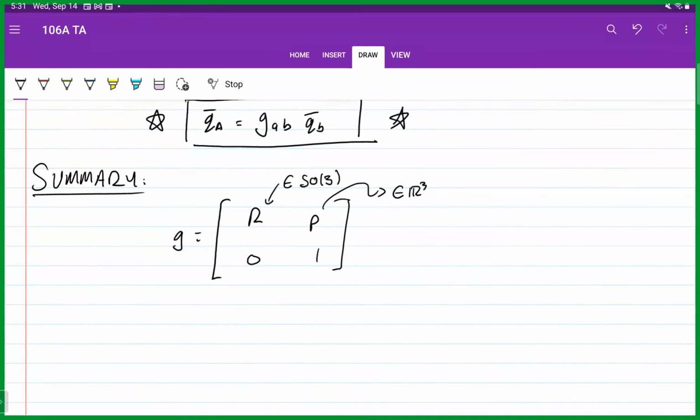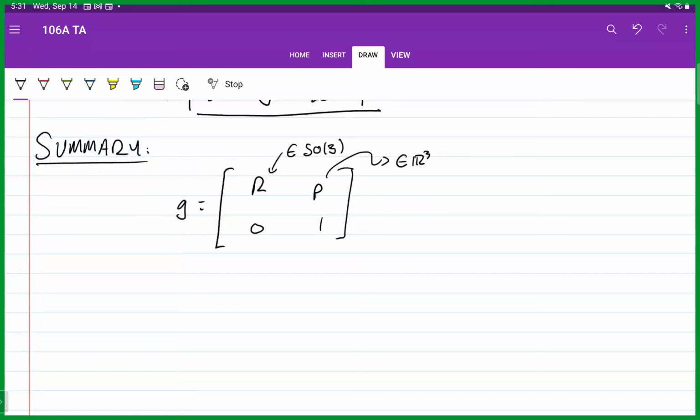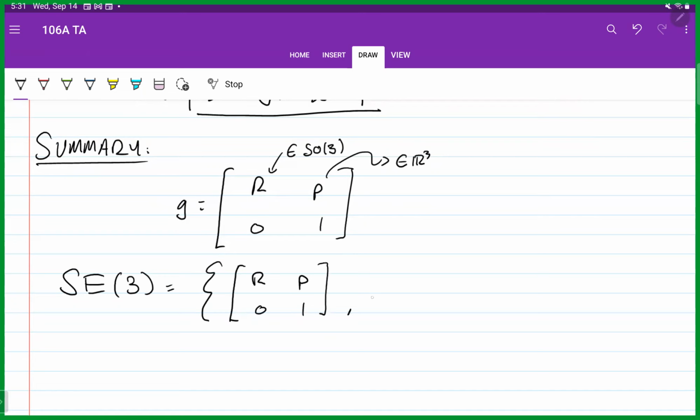Okay. So just like we defined SO3 as the set of all rigid body rotations, we're going to come up with a name for the group of all of these matrices as well. All right. So we're going to say SE3 equals the set of all matrices of the form R, P, 0, 1. All right. Where R is a rotation matrix, R an element of SO3. So that's a rotation matrix. And P is just a vector in R3 that does our translation. Okay? So that is our translation.